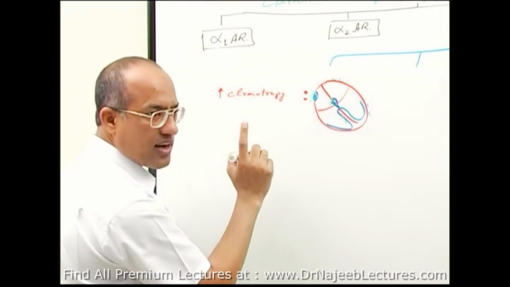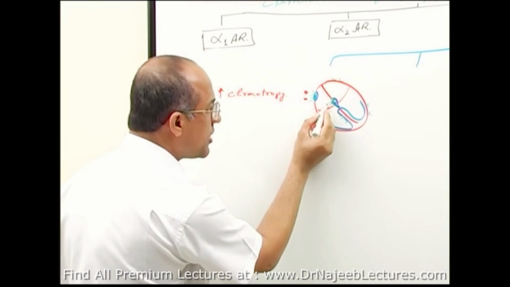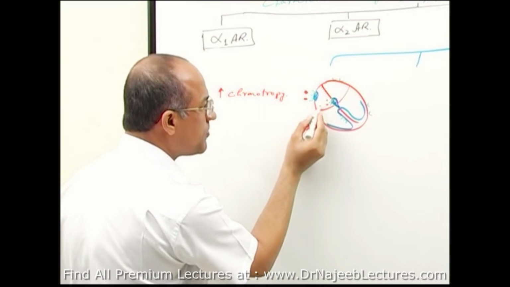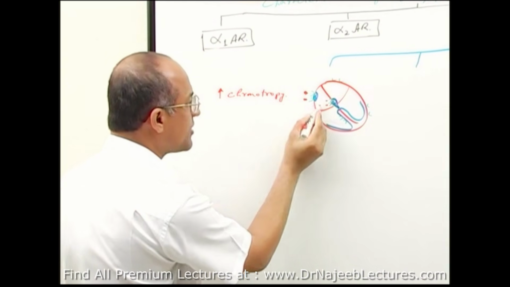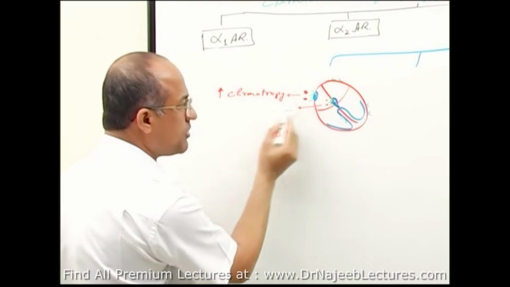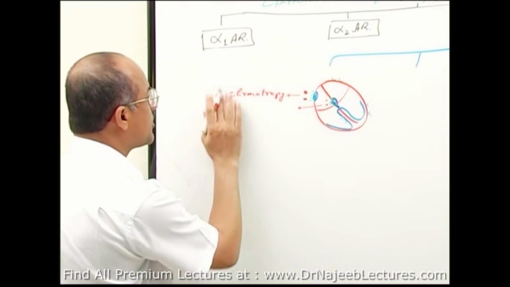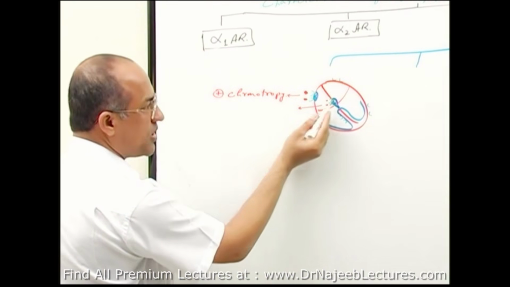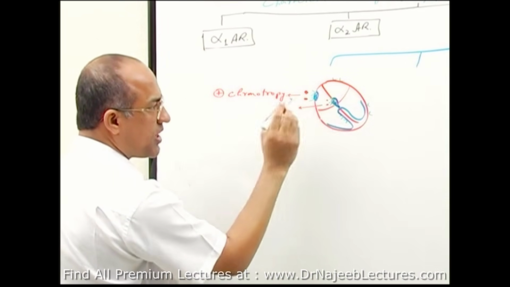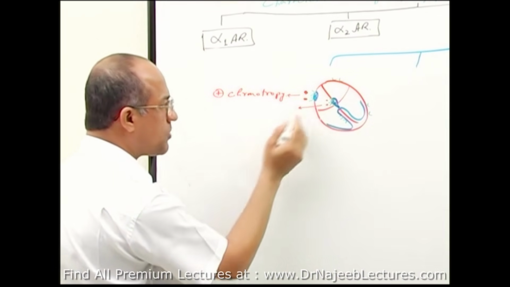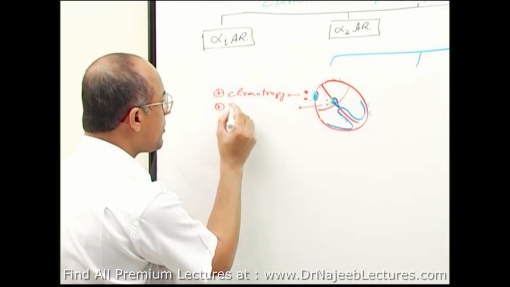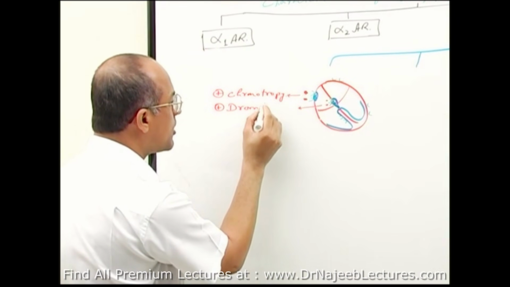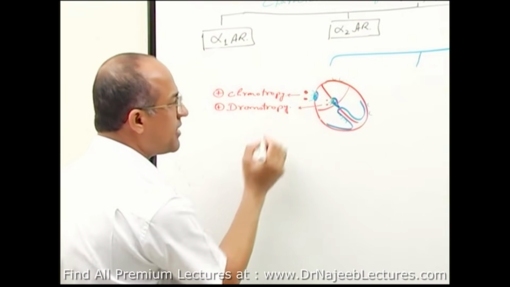And if a beta-1 stimulant stimulates the AV node, what is that? When there is AV node stimulation by beta-1 adrenergic drugs, conduction through the AV node becomes more rapid. That is positive dromotropy.